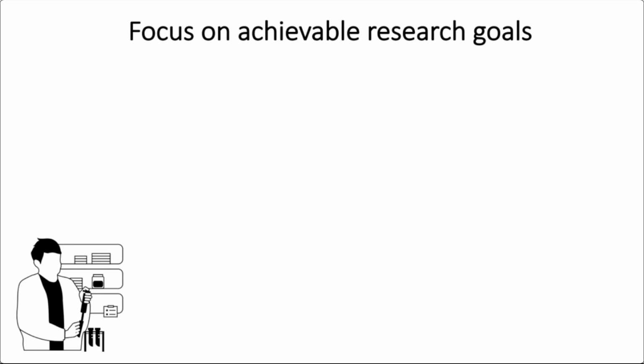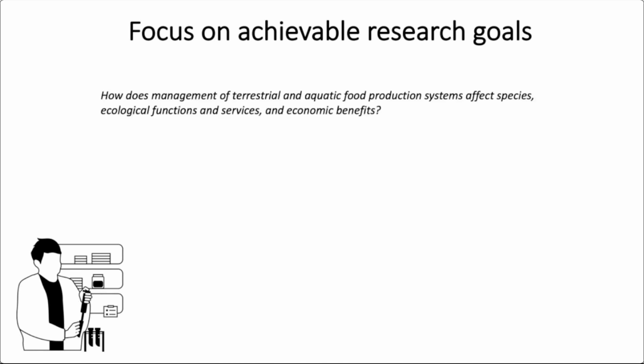Additionally, I think that it's important that collaborative research prioritization studies identify achievable and actually testable research priorities. And in particular, in our review, we noted that many of the research priorities that are identified are very high-level, broad questions that would be really challenging to answer and to address fully. So, for example, to pick on a couple of the research priorities that were identified in some of the studies, we see examples such as this. How does management of terrestrial and aquatic food production systems affect species, ecological functions and services, and economic benefits? And I think if we try to design a study or a series of studies to address that question, that would be a really, really challenging endeavor.